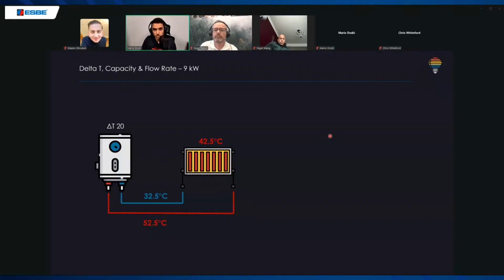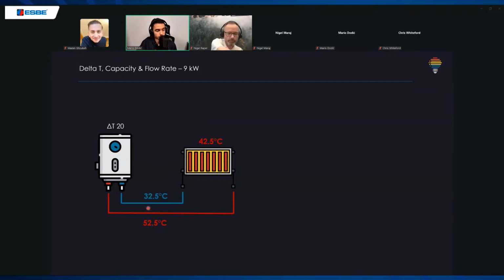Another important topic, probably the most important with every heating system, every hydronic system, is the difference between temperature and the difference between flow rate. Here you will see an example with a 9 kilowatt gas boiler. Gas boilers usually work with delta T20, could also be 10 or 15, but generally old boilers with delta T20. It means we are pushing, for example, 52.5 degrees flow temperature to have 42.5 in our radiator and 32.5 return.